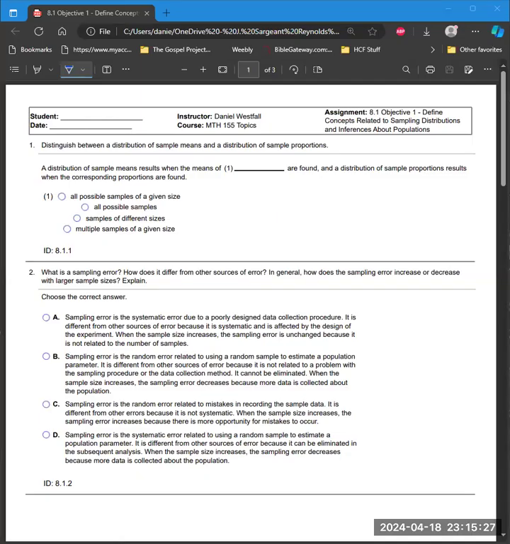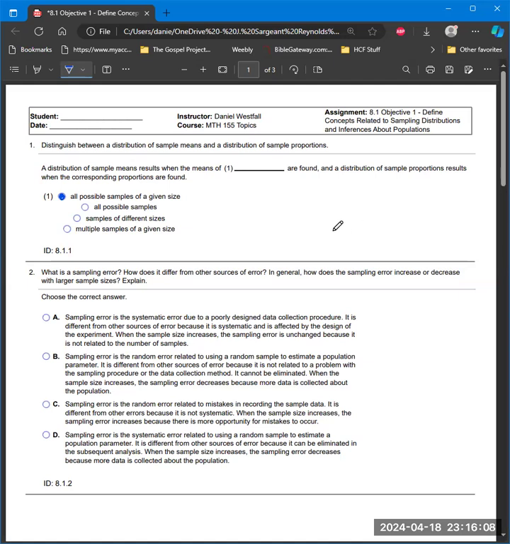In this video, we're going to talk about 8.1 Objective 1, where we define concepts related to sampling distributions and inferences about populations. First, let's distinguish between a distribution of sample means and a distribution of sample proportions. A distribution of sample means results when the means of all possible samples of a given size are found, and the distribution of sample proportions results when the corresponding proportions are found.